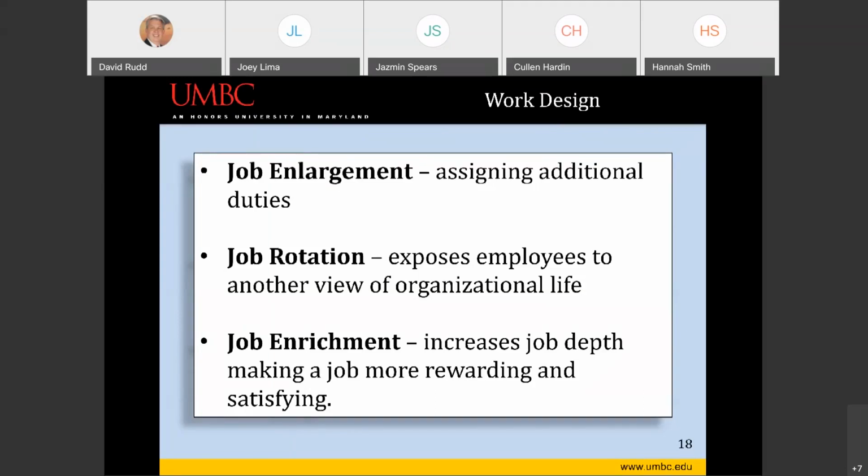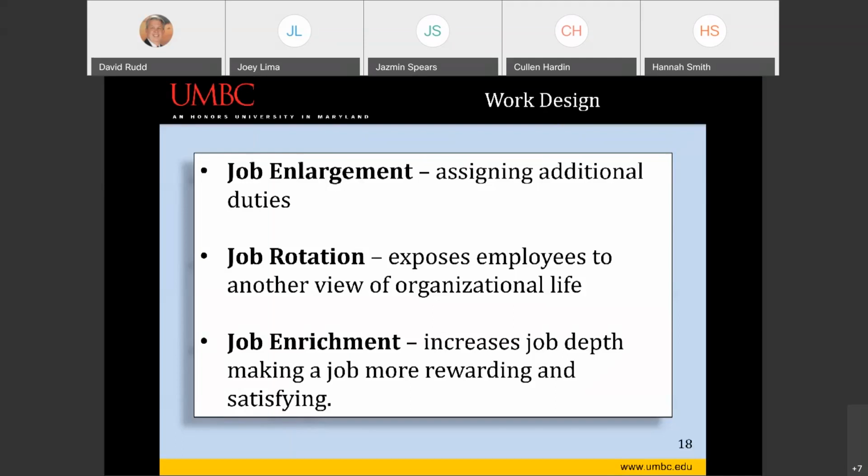And again, you might want to consider one of these as an intervention for your project as well. Again, all you have to do is explain. Yes. Did you say an example of a job rotation? A job rotation movement. Okay.